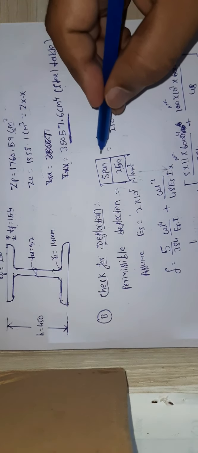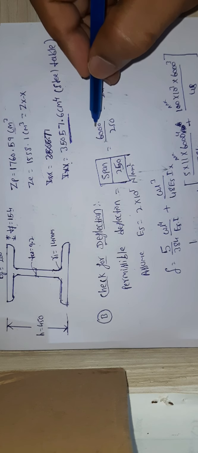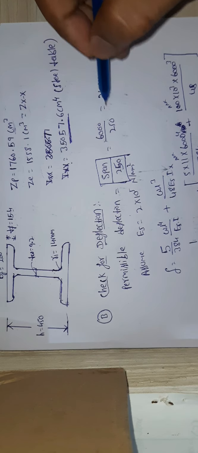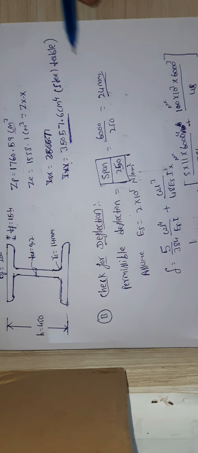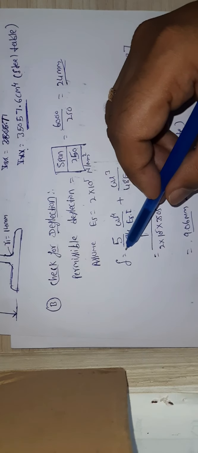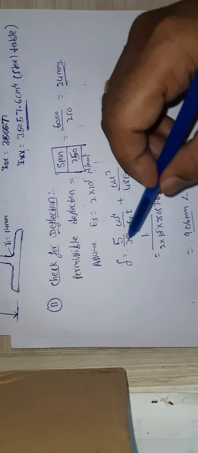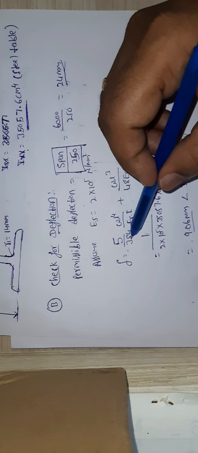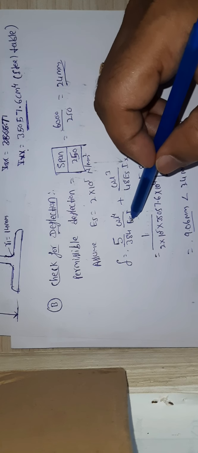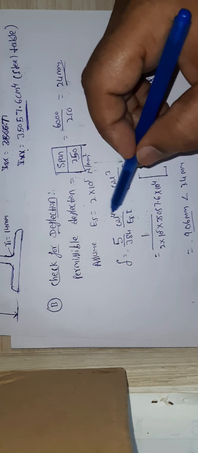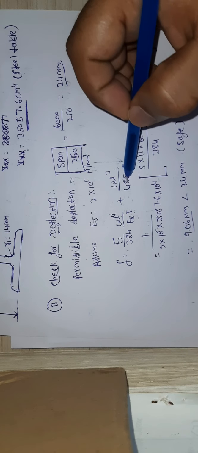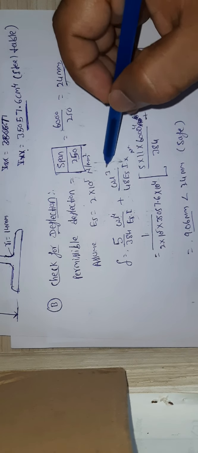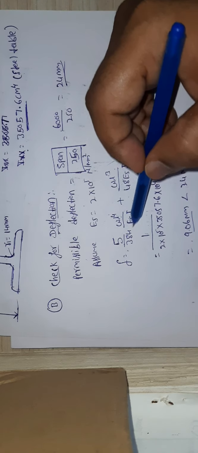So what is the span? The length of the span is 6 meters, which means 6000 mm, divided by 250. So the permissible deflection allowed is 24 mm. Now for the deflection delta, for the UDL it is 5 by 384 WL to the 4 by EI, plus WL cube by 48 EI. This is for the UDL, and this is for the point load.